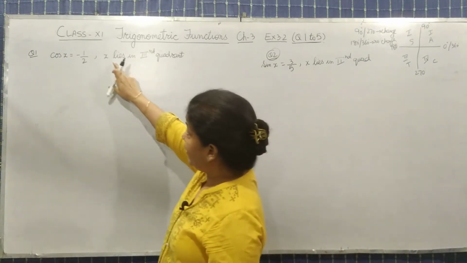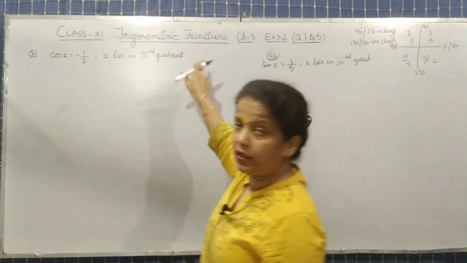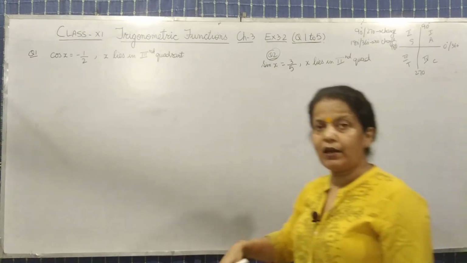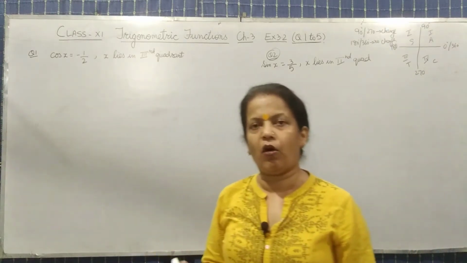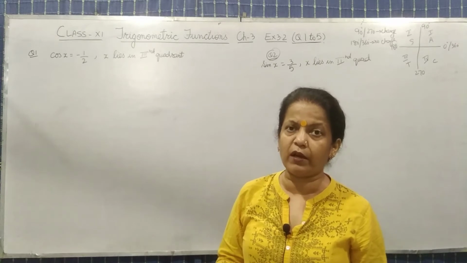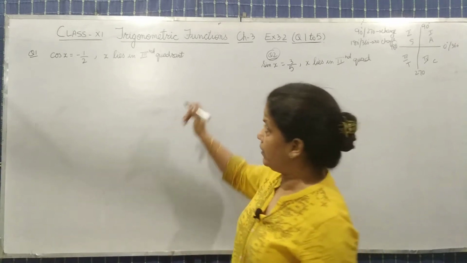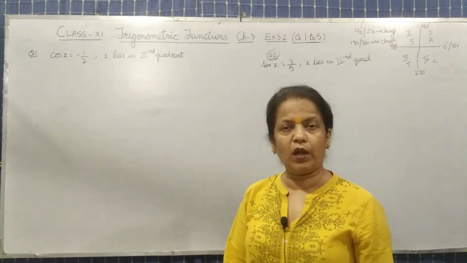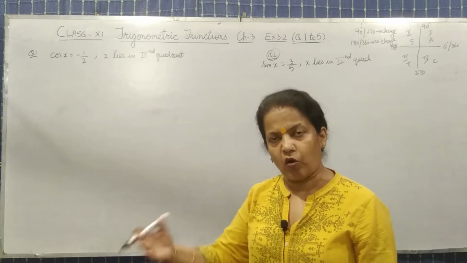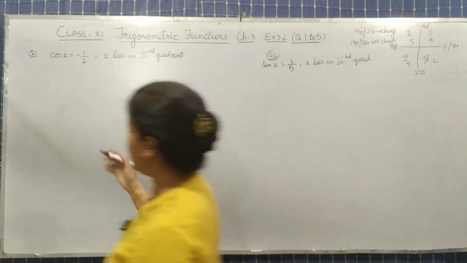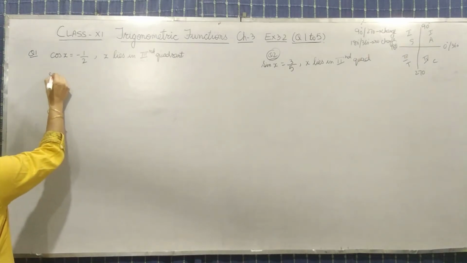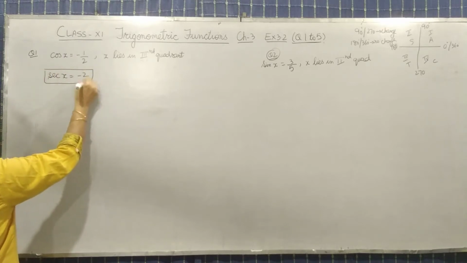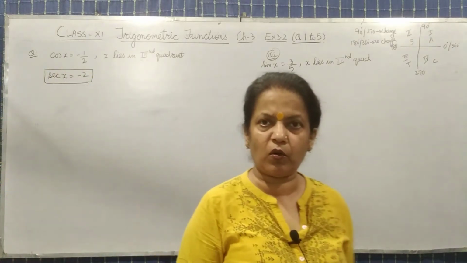Now here, see, the value of x lies in third quadrant. In third quadrant, tan and cot values are positive and all the remaining trigonometric ratios are negative. You have to remember that since it lies in the third quadrant. Now, cos x equal minus half. So, what is the converse of cos x? That is sec x. We will get sec x equal minus 2. So, one trigonometric term we get here.